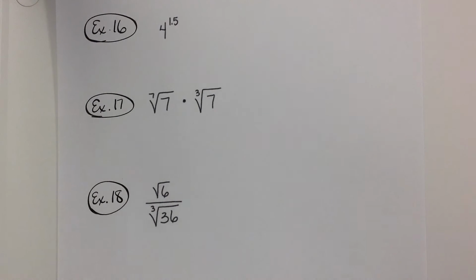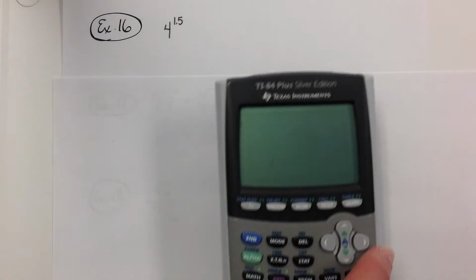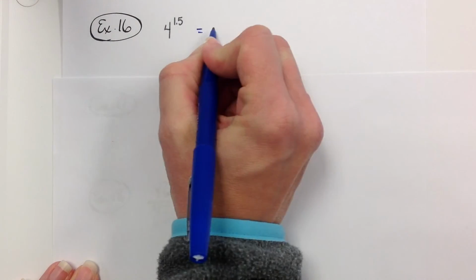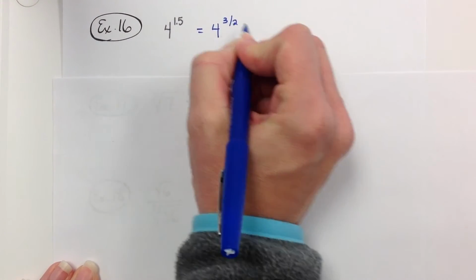Okay, we have 4 to the 1.5. A while ago, whenever I had a problem that had a decimal, we just changed it over. Of course, you may know what that one is off the top of your head. But 1.5, if you change it to a fraction, is the same thing as 3/2. So I would rewrite this as 4 to the 3/2 power.